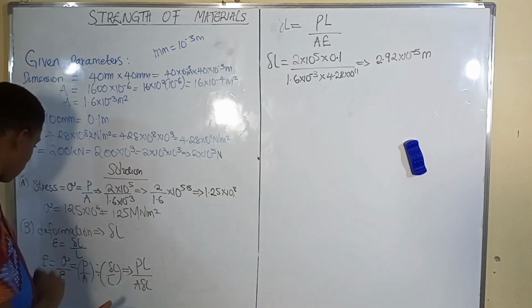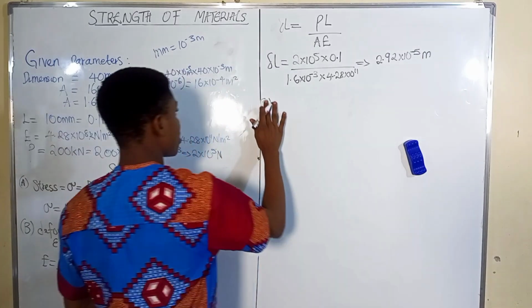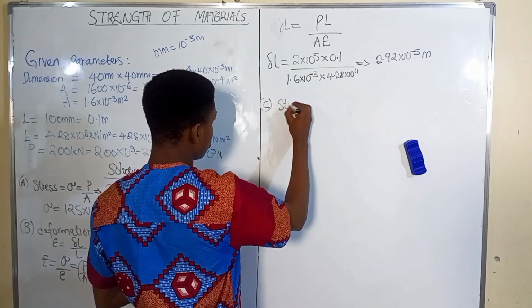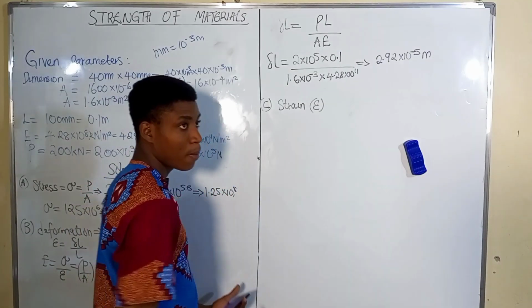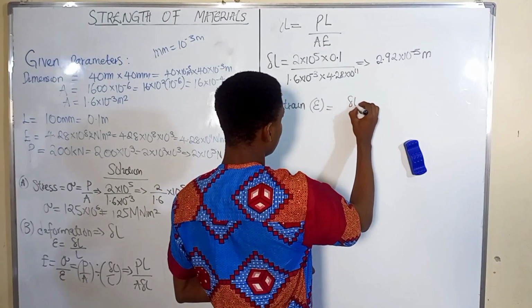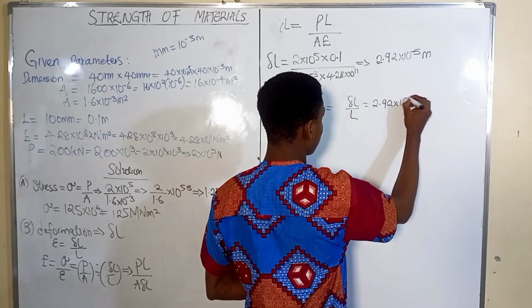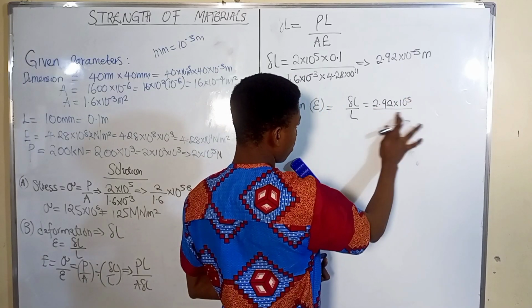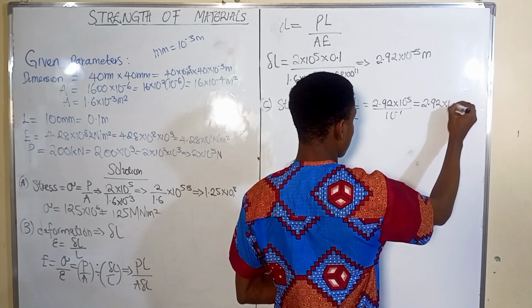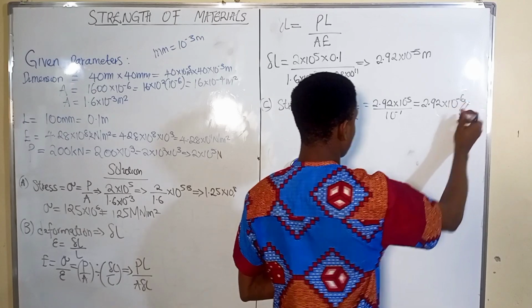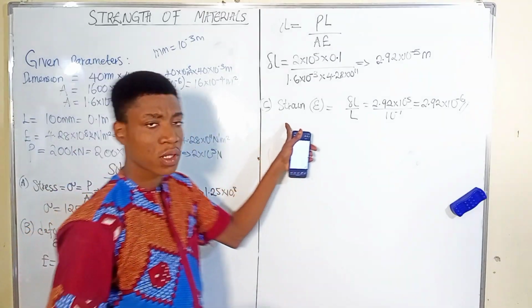The next thing to calculate here is the strain. So we have C, to calculate the strain, which is signified by this. The strain, we said earlier, is the deformation over the original length. So we have the deformation as 2.92 times 10 raised to the power negative 5 over 0.1. Now 0.1 can be represented as 10 raised to the power negative 1. So this will be 2.92 times 10 raised to the power negative 6. Now this is the strain. We said that it is a dimensionless quantity, as we said earlier in the beginning of the video. So now we have calculated the strain.